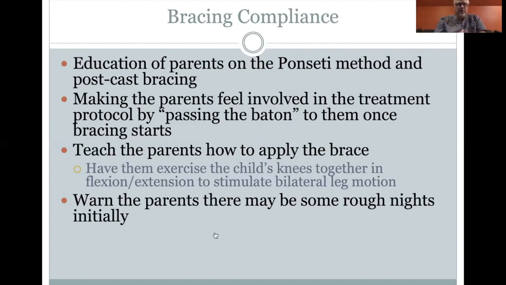You have to teach the parents how to apply the brace, and have them exercise the child's knees together in flexion and extension to stimulate bilateral leg motion. Initially, it's going to be tough, and you have to tell the parents that the child's probably going to have some sleepless nights, and therefore they're going to have some sleepless nights initially, and to just fight through it.